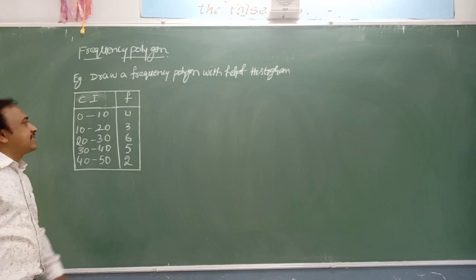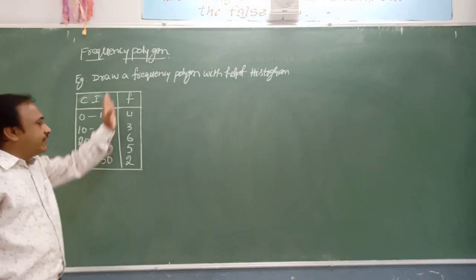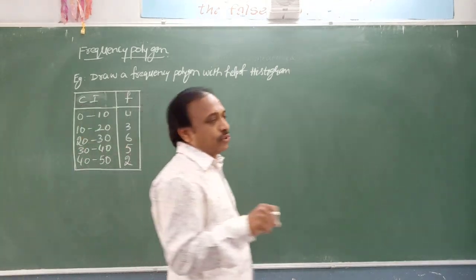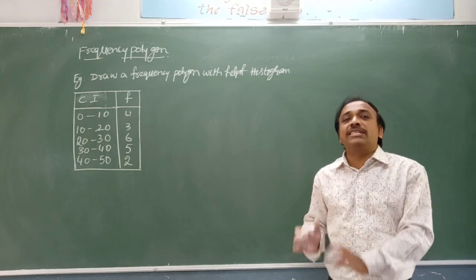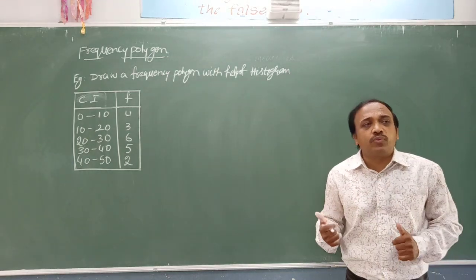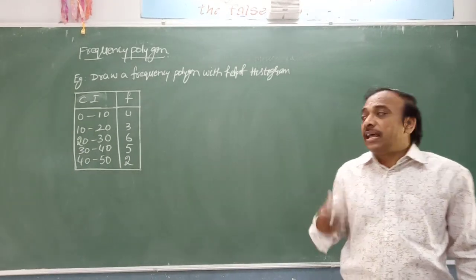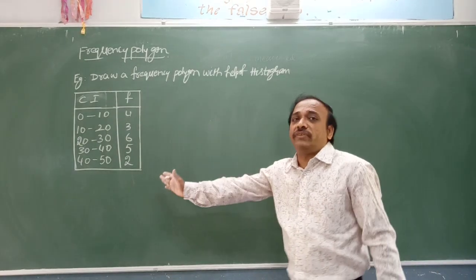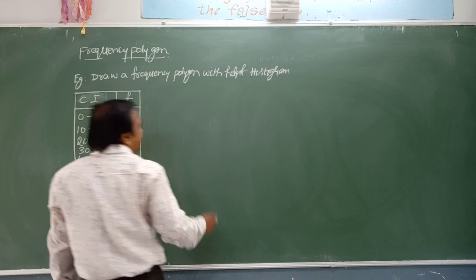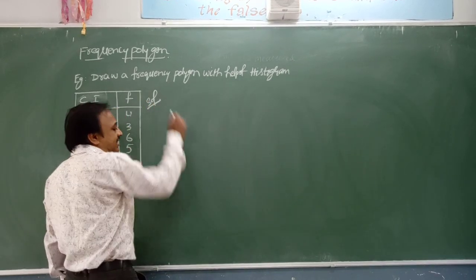The class intervals are given: 0 to 10, 10 to 20, continuous data, and the frequencies are given. For this data, first we need to draw a histogram. With the help of a histogram means first you have to draw a histogram. In a histogram there must not be any gap between the rectangular bars, and this class size is the same, so the width of the bars will also be the same. Solution: first we are going to construct the histogram.